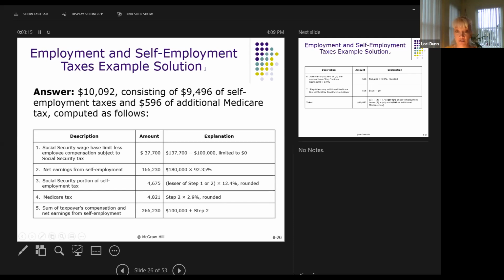All of her net earnings from self-employment, the 166,230, have Medicare tax because there is no threshold. So take that number times 2.9%. So the 4,675, the Social Security portion of self-employment, plus the Medicare tax portion added together will be her self-employment tax. Okay, or 94.96.